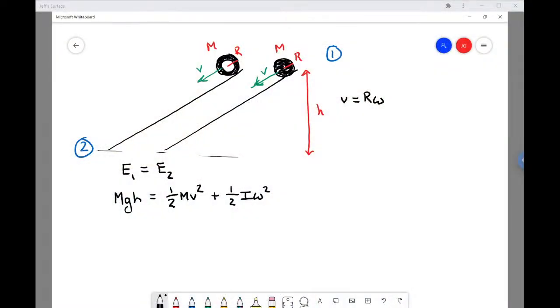We can get rid of the omega in this formula, because v equals r times omega, so v divided by r equals omega. We could plug that in down here to get rid of omega. This energy equation is the same for both of these wheels, the hoop, the one that's hollow in the middle, and the disc.